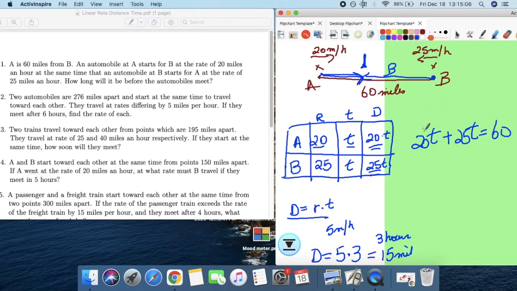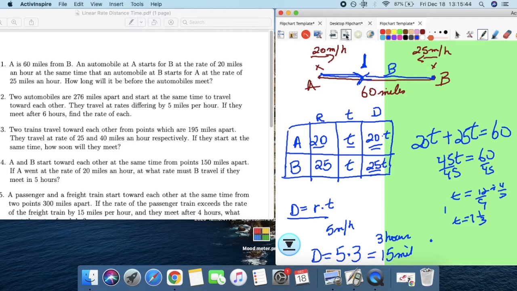That's it. Now we combine like terms, which is 45t, which equals 60. And then divide both sides by 45. And t equals 12 over 9. And we're going to reduce that to 4 over 3, 1 1/3 hours. So when did they meet? They met at 1 1/3 hours.